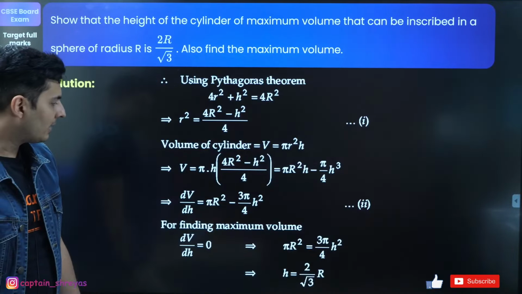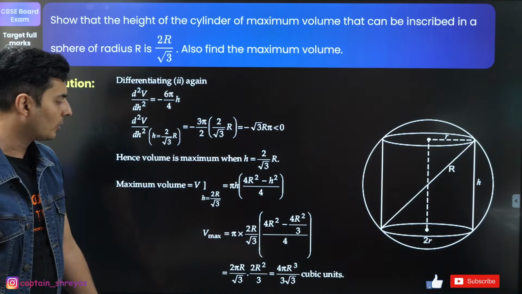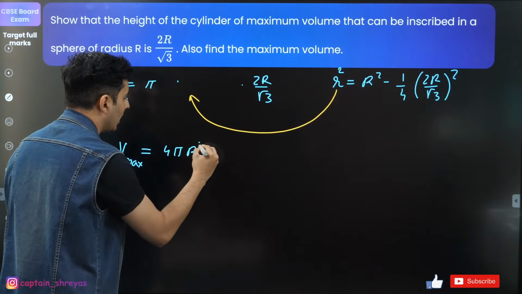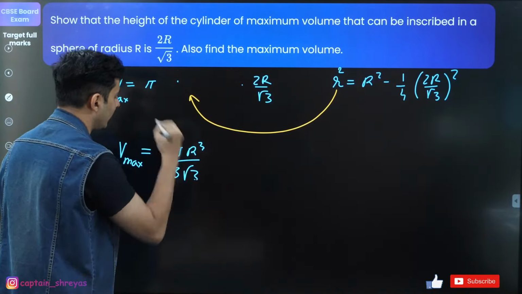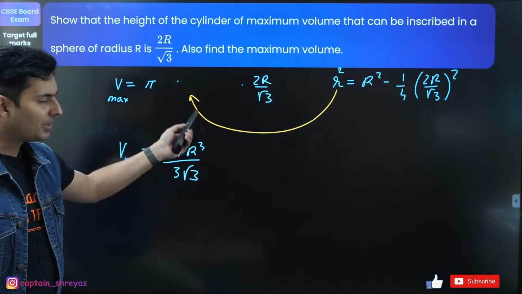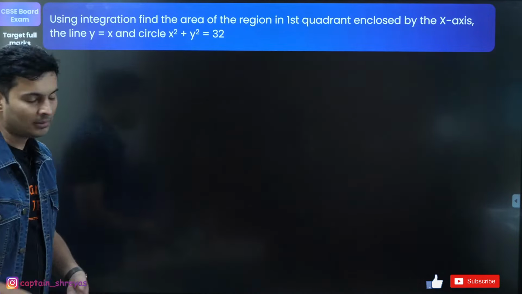Okay, everyone. So check it out. The answer comes out to be 4 pi r cube by 3 root 3. So that's what it comes out to be. 4 pi r cube by 3 root 3. Everyone? Cool. Great. So that's something which you can easily do. Moving on to another question.